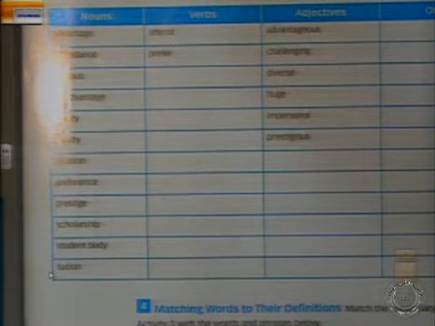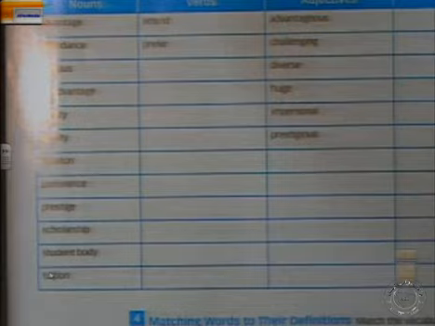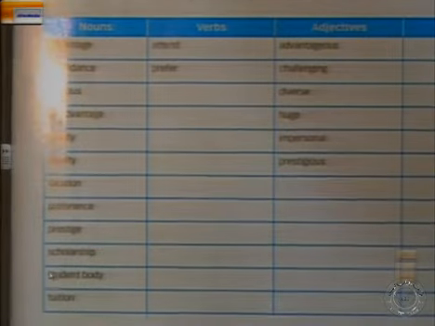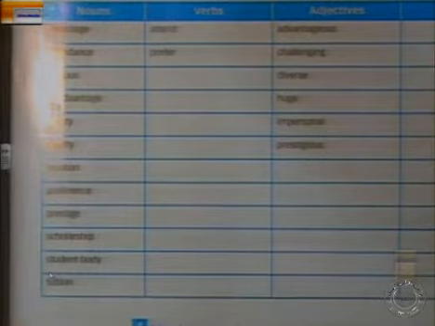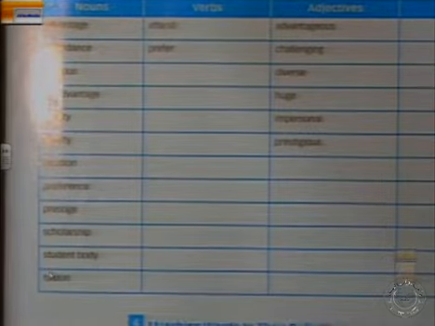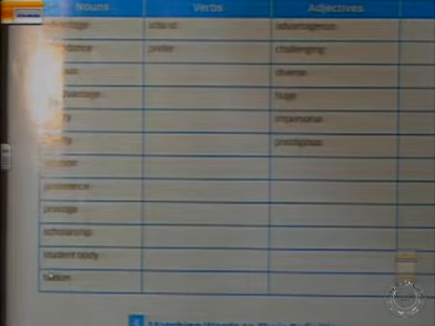We move now to the verbs. We have here a list of two verbs. The first verb is attend. Attend is the verb; its noun is attendance. Attend means go to. The second verb is prefer. Prefer means I like best. For example, I prefer swimming to football means I like swimming better than football.